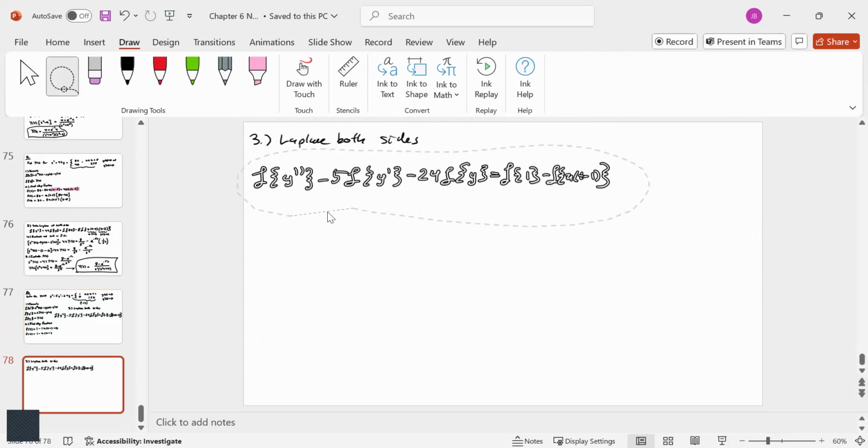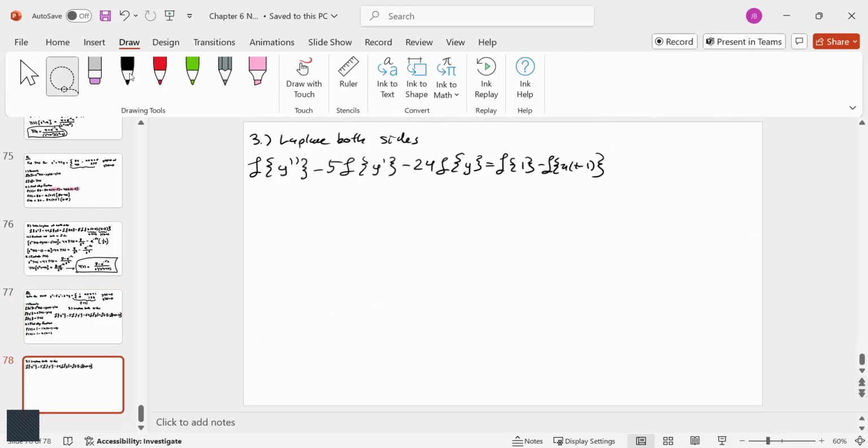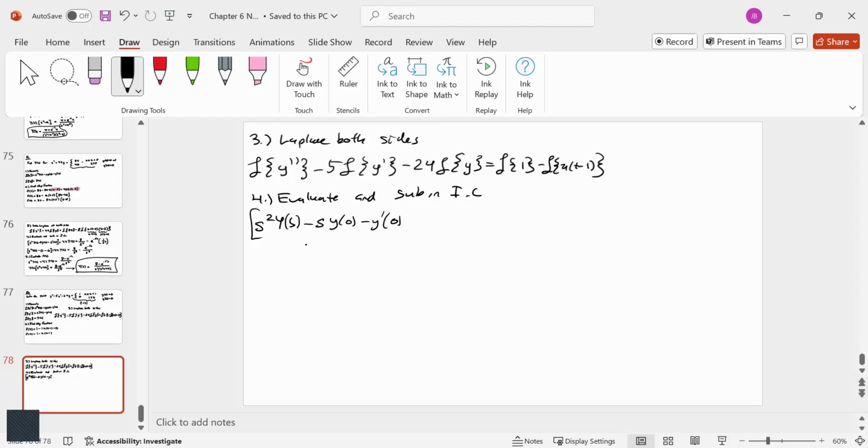Now we're actually just going to evaluate all the Laplaces. So step 4, evaluate and sub in initial conditions. So s squared y of s. And if you know what the initial conditions are, I could just put 0 now, but because we're learning, I'm just going to do it all. But in practice, I would just plug in the number, especially if there's 0. You don't have to write it all down.